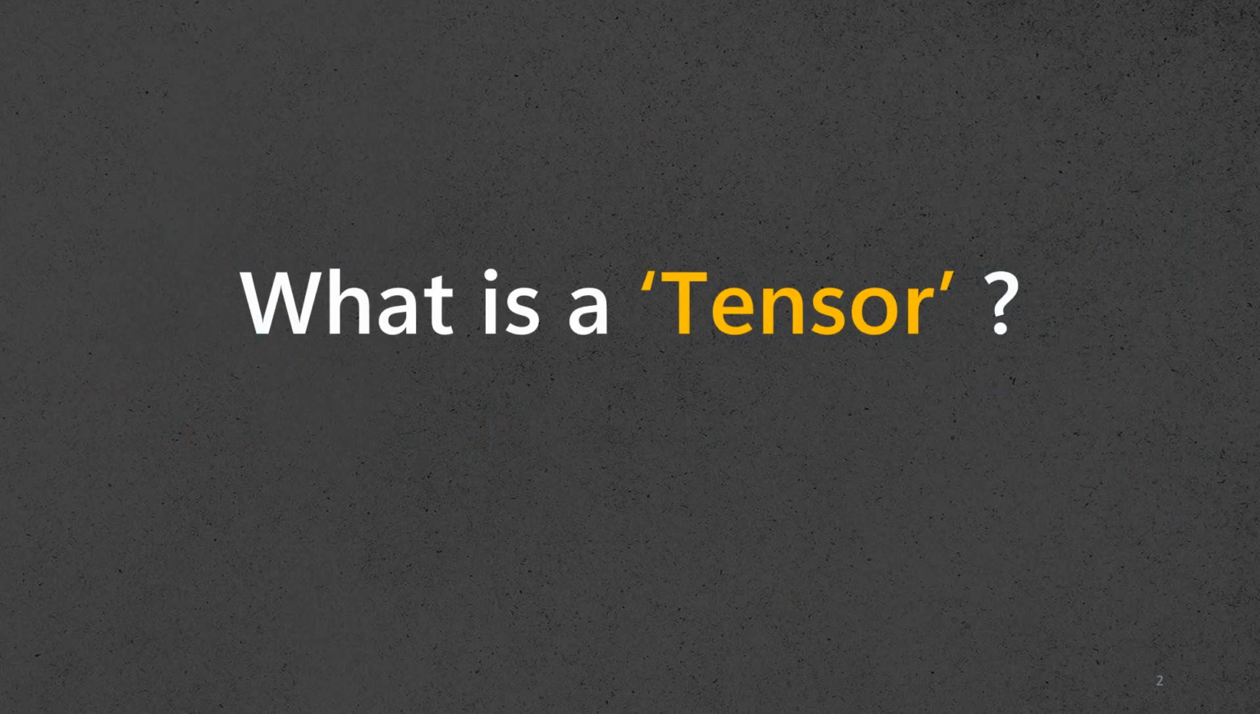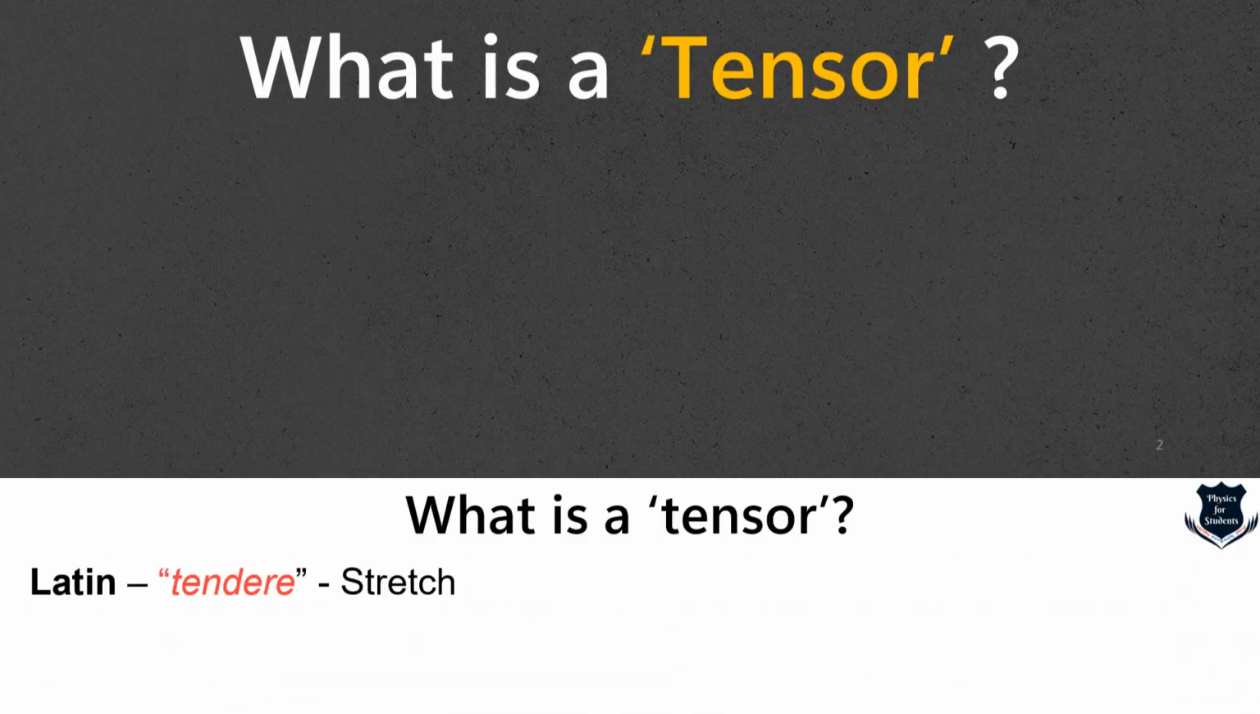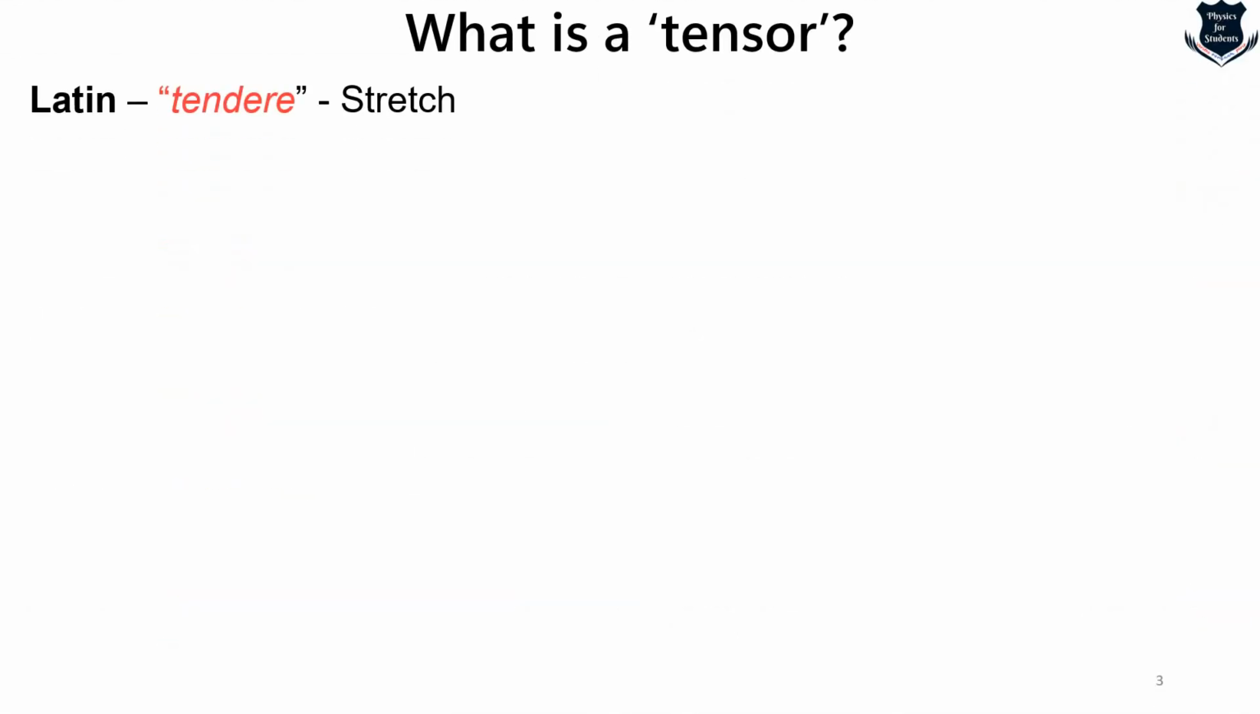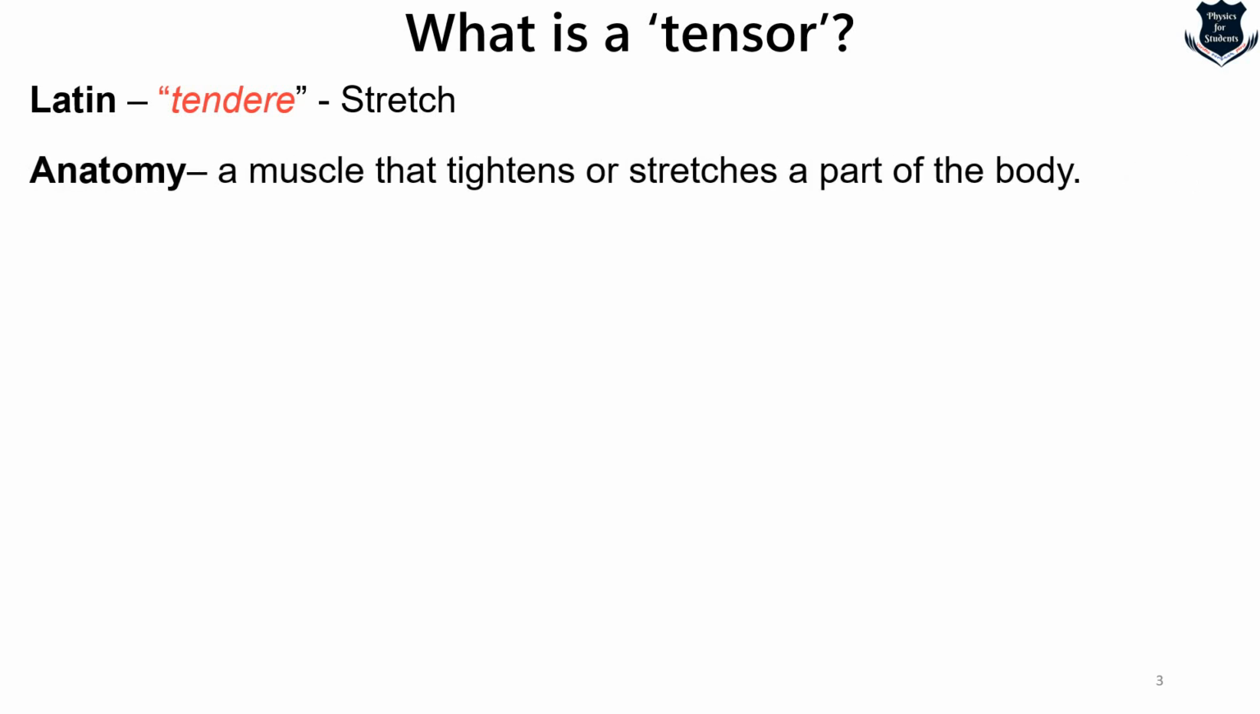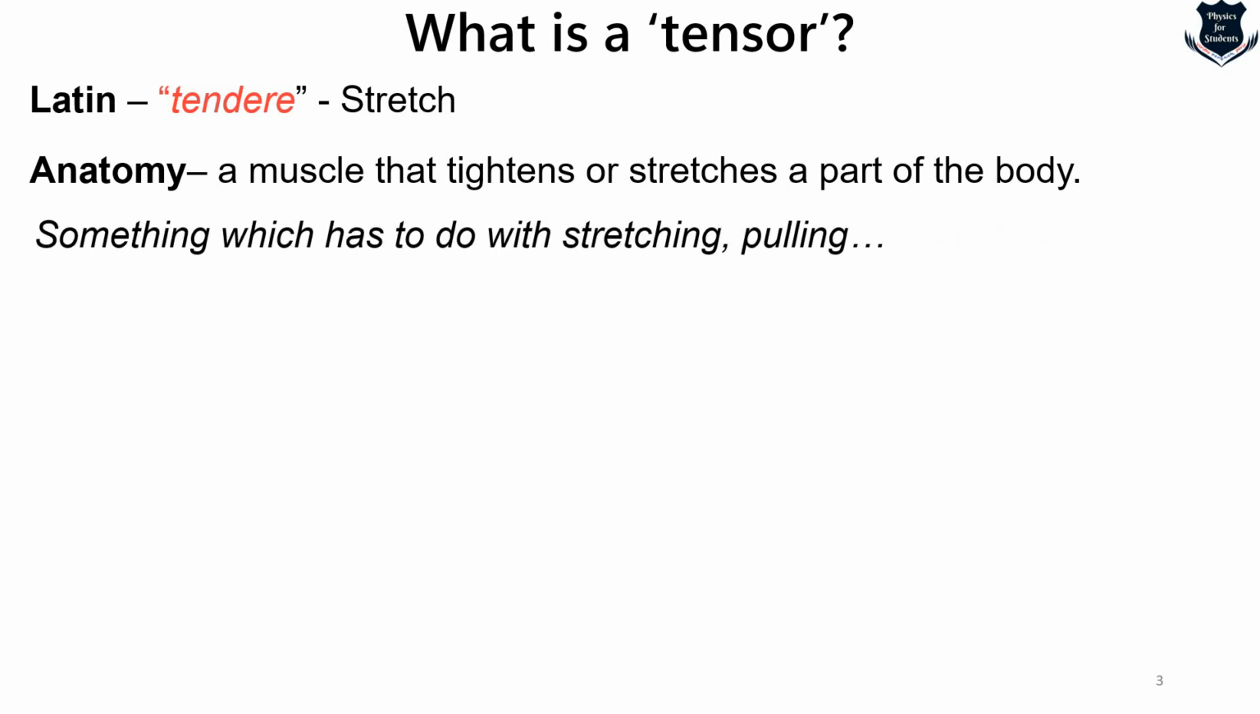As we see, most of the physics and mathematical terms have their root and etymology in either Greek or Latin. Tensor is also not an exception. The word tensor comes from the Latin tendere, which means stretch. So in anatomy, we call it a muscle that tightens or stretches a part of the body. That means we can understand that it has something to do with stretching, pulling, etc.